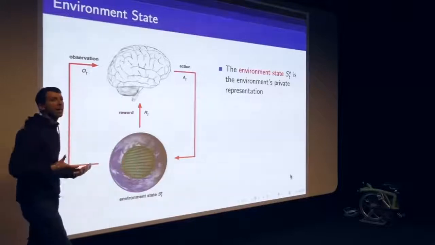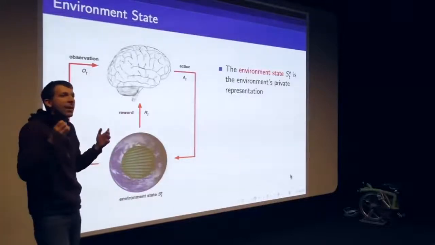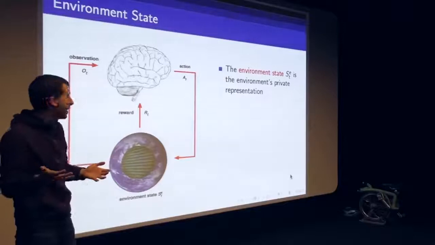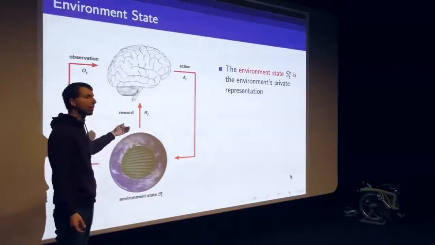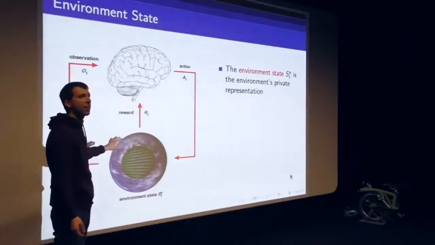And so we call that the environment state. If you were to say informally what state the environment is in, it's the set of numbers contained in there, the information that is necessary to determine what happens next from the environment's perspective.